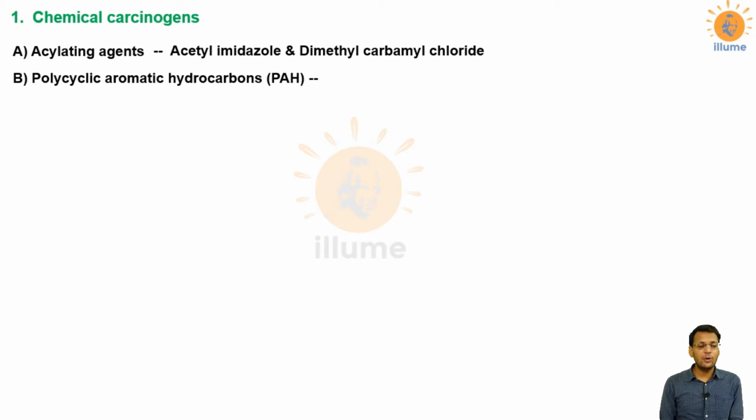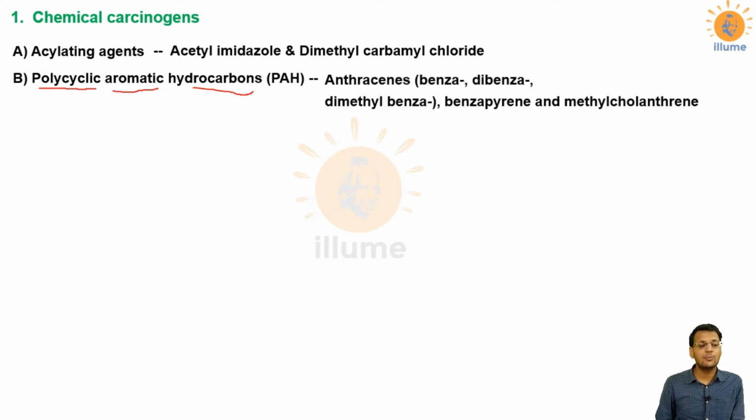The next very important group is polycyclic aromatic hydrocarbons. Now, what does the name mean? Polycyclic means these chemicals have a structure in which multiple cyclic structures are there. Aromatic means a hydrocarbon with a cyclic structure is an aromatic hydrocarbon, and hydrocarbon you very well know. So PAH or polycyclic aromatic hydrocarbons are potent chemical carcinogens. And in this group, the important chemical carcinogens are anthracenes like benzoanthracenes, dibenzoanthracenes or dimethylbenzoanthracenes, benzopyrene and methylcholanthrene.